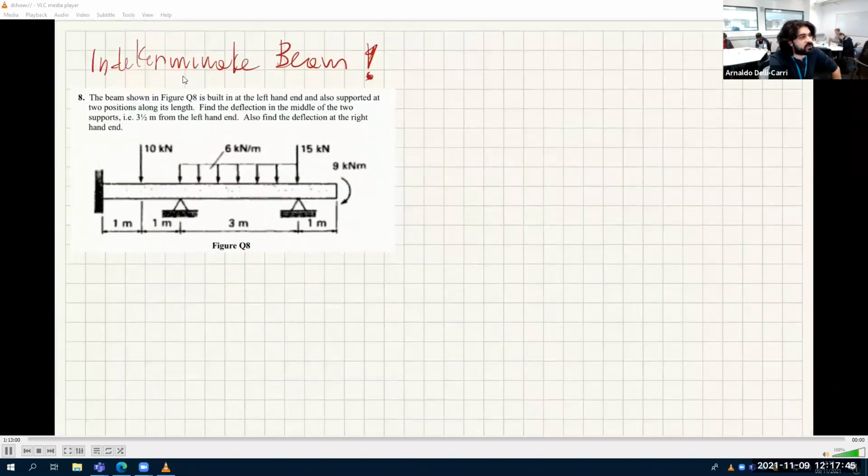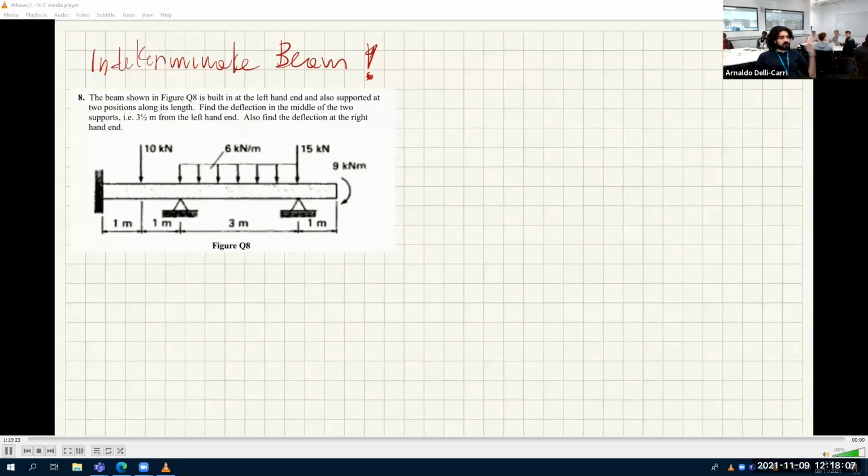All right, let's resume. So now we deal with an indeterminate beam, our very first indeterminate beam. How do I know it's indeterminate? Yeah, so it's too many reaction forces. So how many reaction forces you see here?